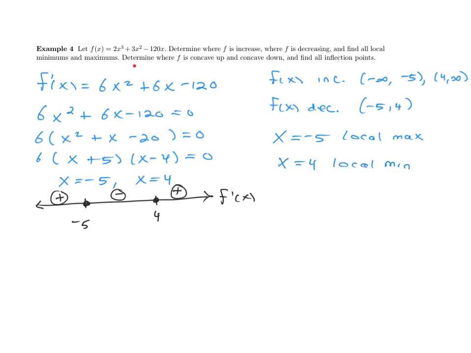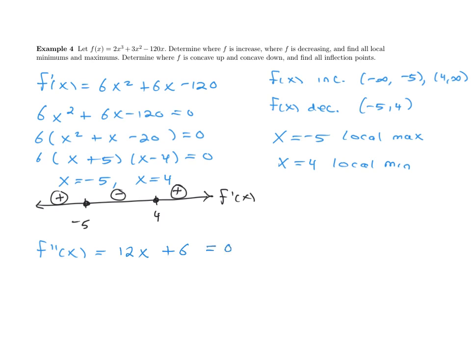The rest of this question asks about concavity, concave up versus concave down, as well as inflection points. So what we need now is to take the second derivative of this function and basically go through this process again. Figure out where the second derivative is 0, as well as positive and negative. So the second derivative of this function is, if we're taking the derivative of the derivative, we get 12x plus 6. This is a much simpler function.